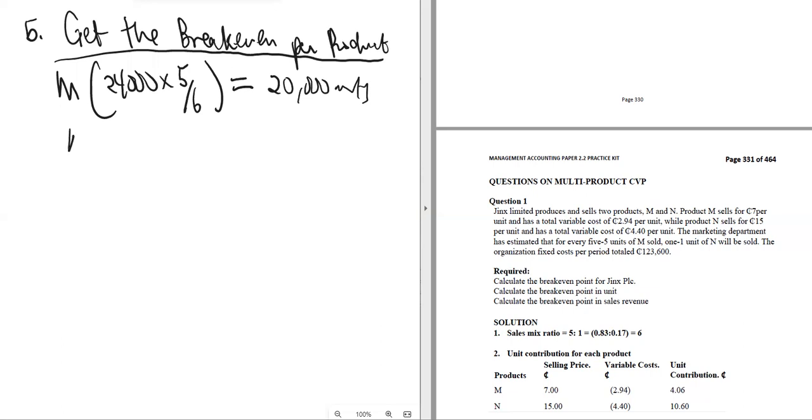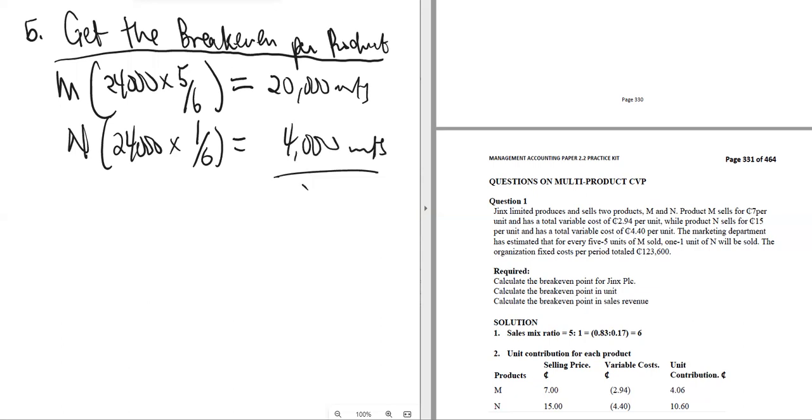And when it comes to N, we know that this same 24,000 units spread in the sales mix of N, which is 1/6, should give us 4,000 also. So overall, the total 24,000 units shall be spread 20,000 for M and what? 4,000 for N. So that gives us our break-even units.